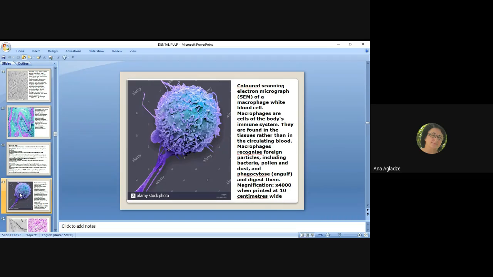You know what phagocytosis is? They can recognize foreign particles such as invader bacteria or pollen or dust or fungi, and they phagocytose, engulf, this invader pathogen. Then they digest them, and after this they release some chemokines, some cytokines, and they can activate other cells, such as granulocytes and lymphocytes.